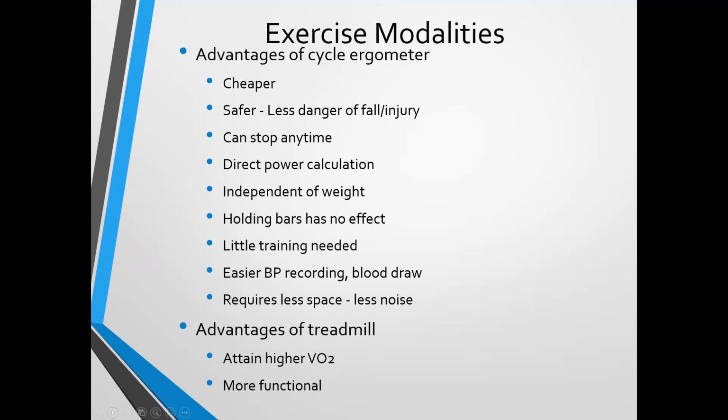If the individual loses consciousness on a treadmill, late and more advanced in the exercise protocol, they could injure themselves more readily than if they're on a bicycle, particularly if you're nearby. And if they look a little funky, you can just have them stop, versus a treadmill, which takes 10 or 15 seconds to stop. Again, they can stop anytime. Direct power calculation, we'll talk a little bit about that. It's independent of weight. That's not 100% true, but much more independent of weight than a treadmill. Holding bars, no effect. So you can get the idea where they're going: the advantages of the ergometer or the bicycle are more numerous.